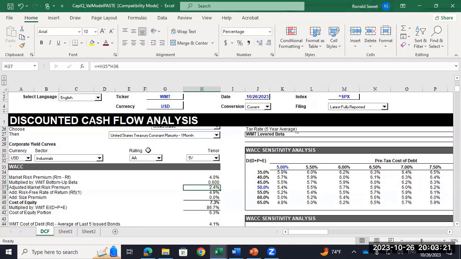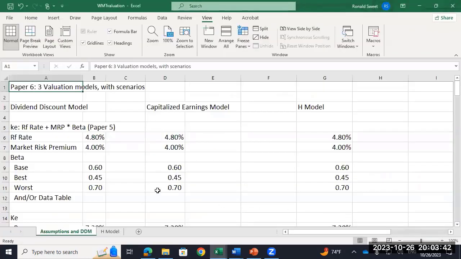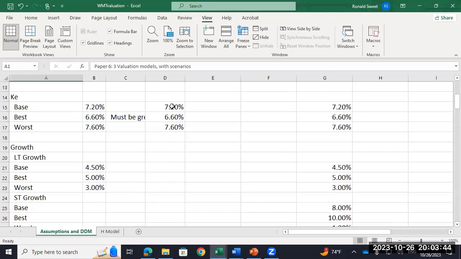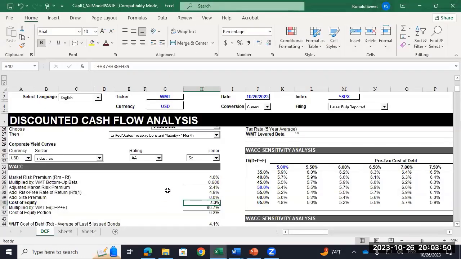They don't have any kind of protection. So adjusted beta is just taking the 4% times that. Risk-free rate, we already did that. There's no size premium, so their cost of equity is 7.3%. That's real similar to what I was using for Walmart, I believe. KE, yeah, I was using 6.6 to 7.6. So that's right in my range, which should be because I essentially forced it in there.